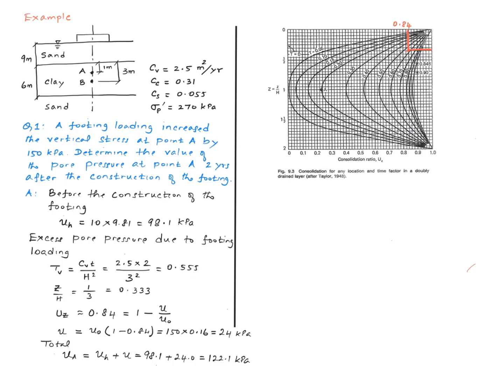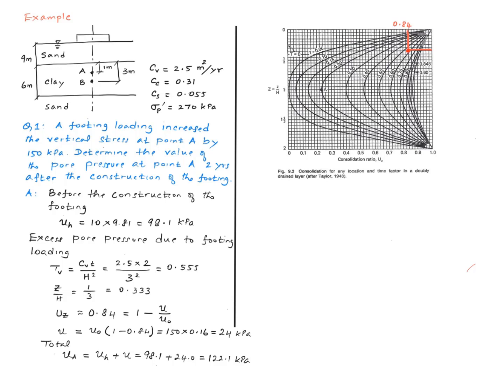And then we calculate the dimensionless depth. We are interested in this point right here. So the depth of that point is 1 meter. So we divide 1 by 3, which is again half the thickness of the layer. We get 0.333. Now I go back to this chart that we talked about earlier that gives you the value of local degree of consolidation.